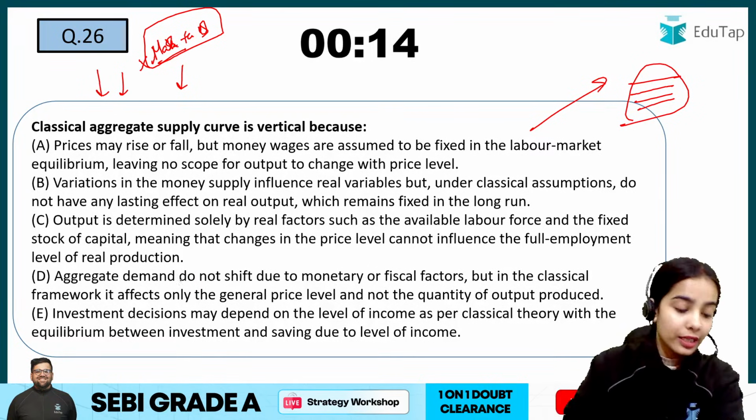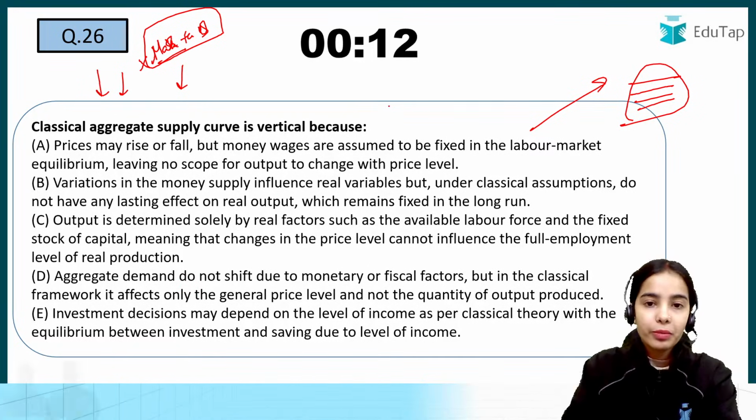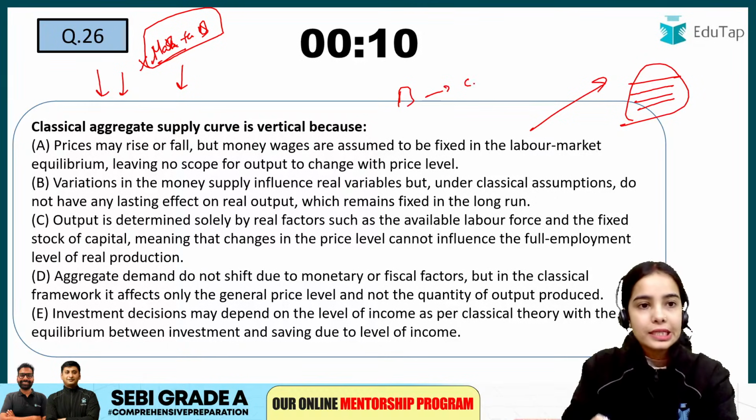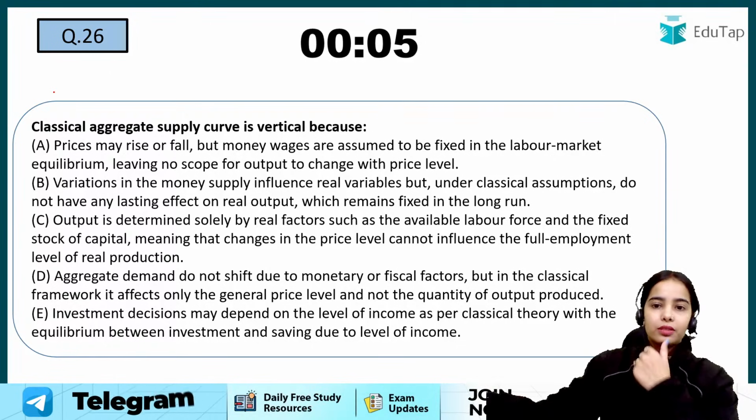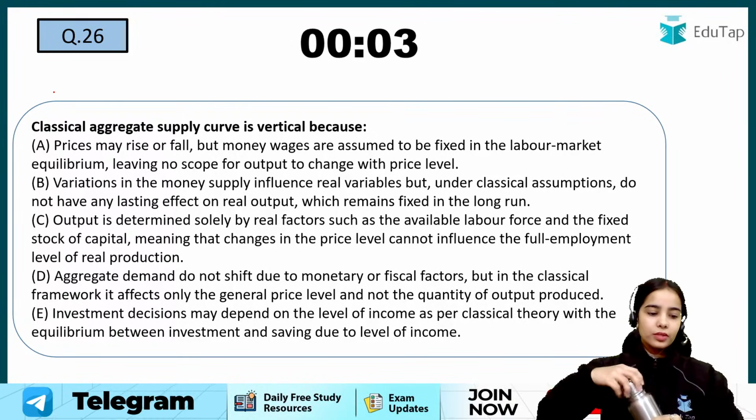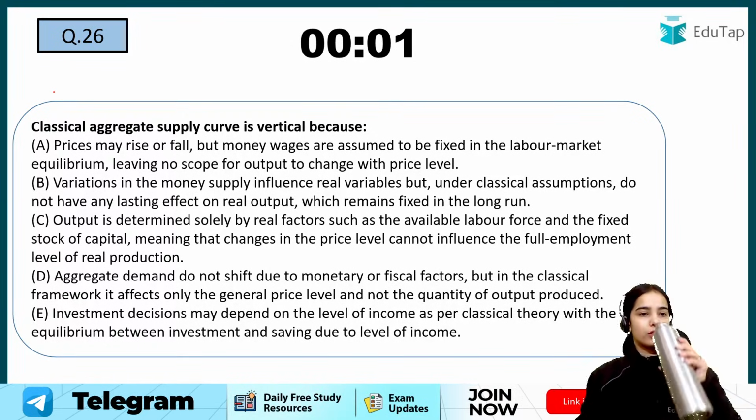Okay, I'm getting the answer C. What about the others? Some are saying B, some are saying C. What is the answer for 26? I want the answer from all of you. Ashish has also said C. What about the others?